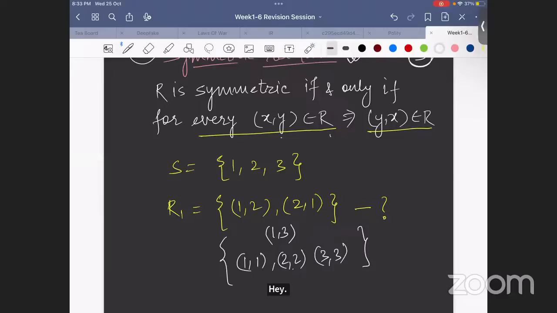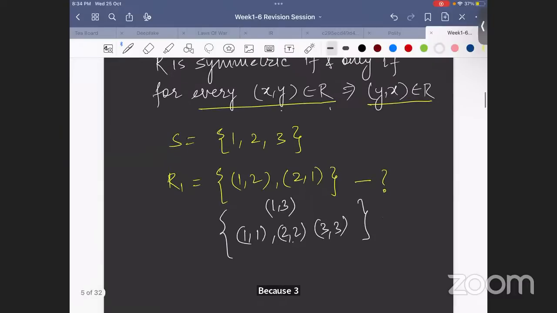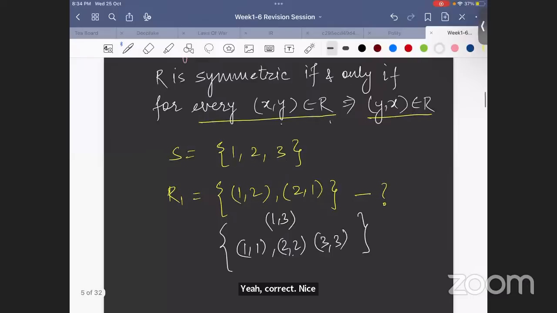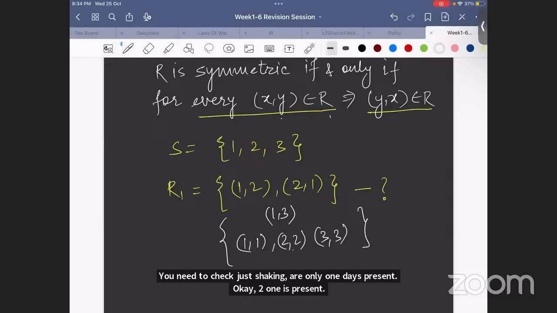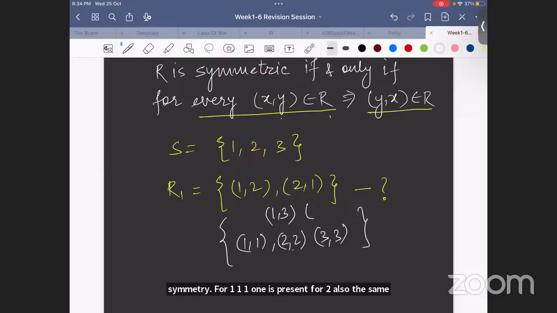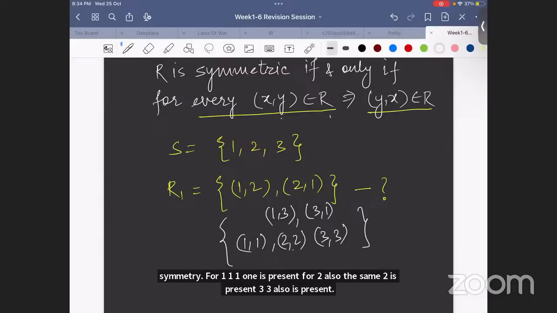Whenever you are checking whether R1 is a symmetric relation on S, you just have to check each and every element of R1 only, and see whether the opposite, the symmetrical one, is present or not. If the symmetrical one is present for each element, you can say it's a symmetric one. If (3, 1) is present in R1, then we will consider it symmetric, right, sir? Yes, then it's a symmetric one.